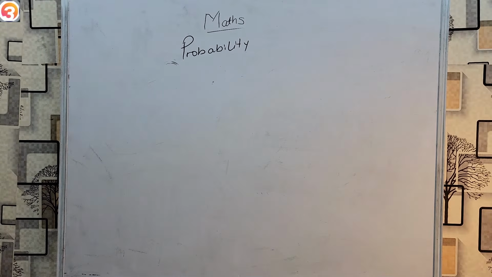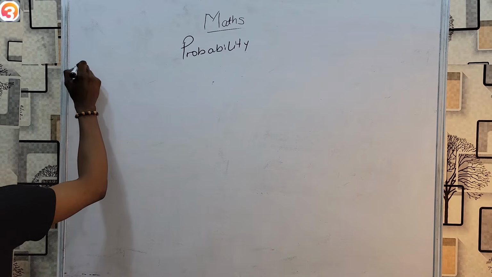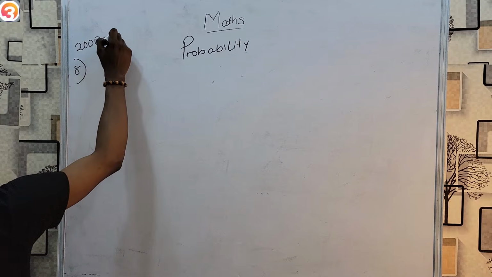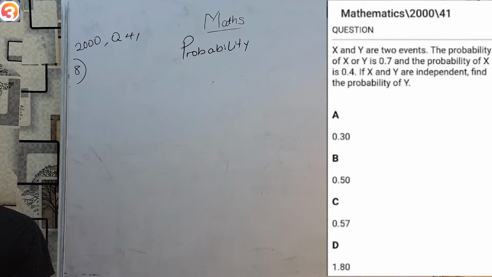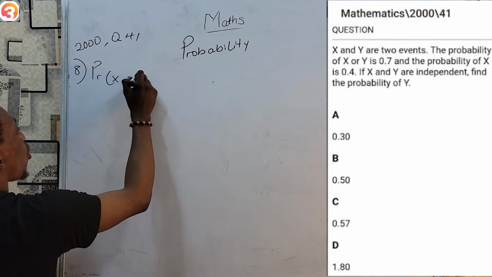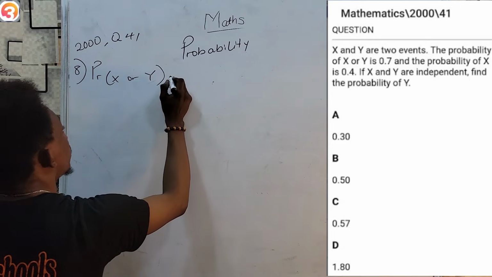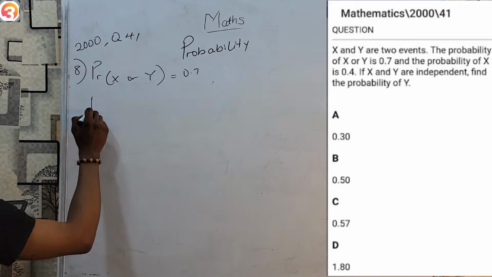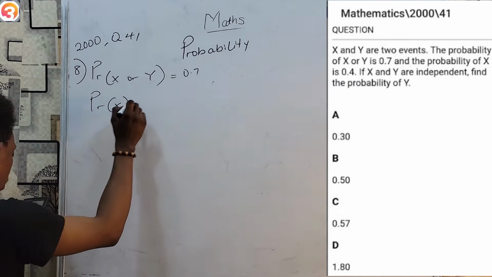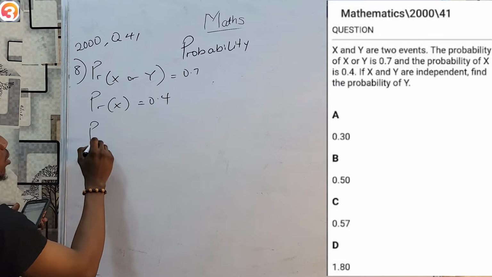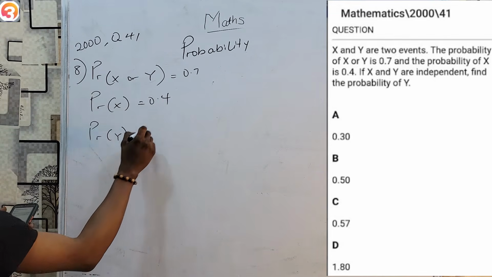Let's see. So we have this one now. I think this is question 8. This one comes to us from the year 2000, question 41. And it says X and Y are 2 events. Probability of X or Y is 0.7. And the probability of X is 0.4. If X and Y are independent, find the probability of Y.